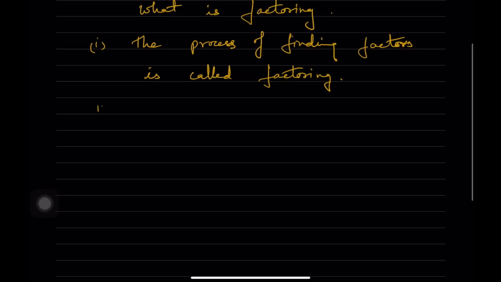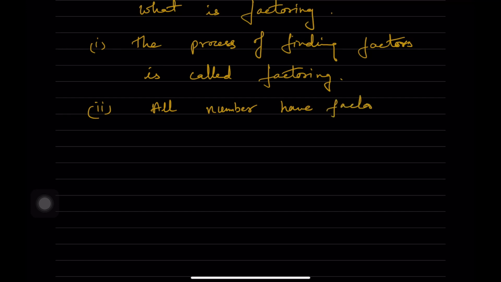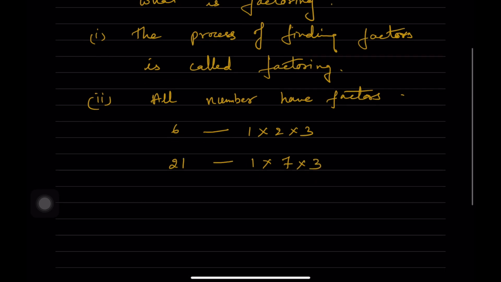Now here again, all numbers have factors. We'll go through this also. All numbers have factors, isn't it? So if I take some number, suppose if I take it as 6, for example, what are the factors of 6? It is 1 into 2 into 3. I can write these are all factors of 6. Now if I take one more number, suppose if I take it as 21, what are the factors of 21? It will be 1 into 7 into 3, isn't it? So these are all the factors of 21.